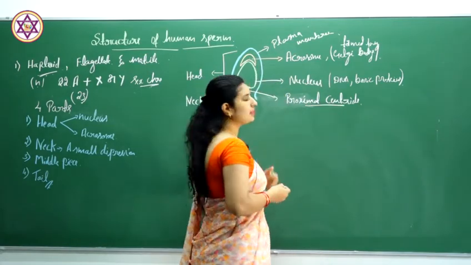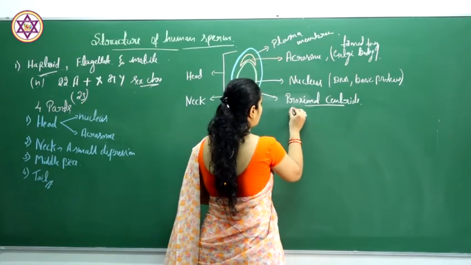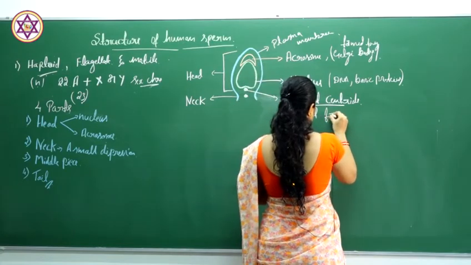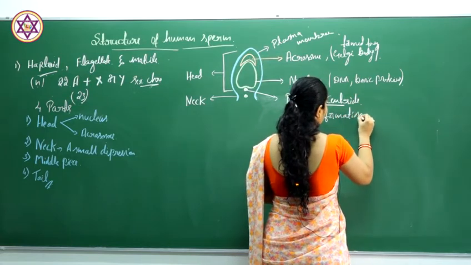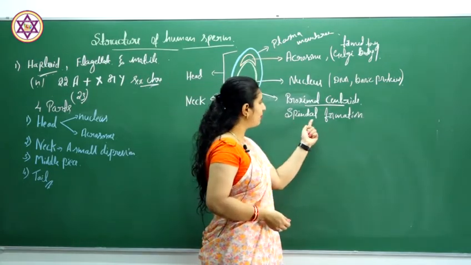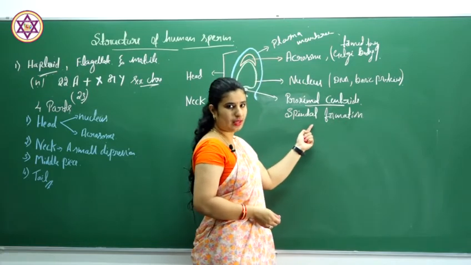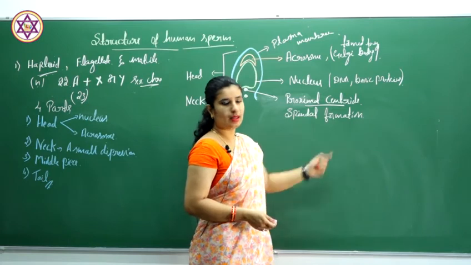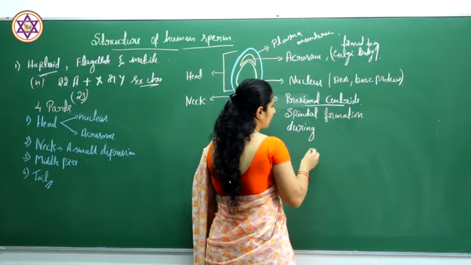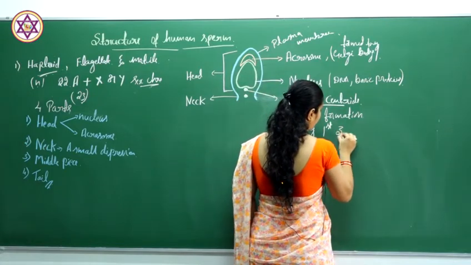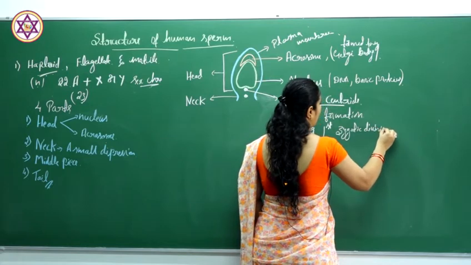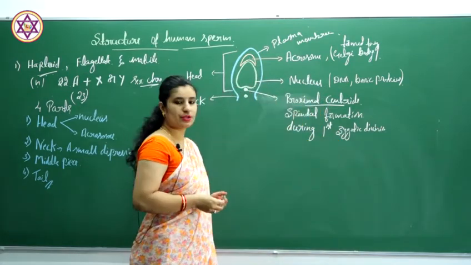This proximal centriole is responsible for the formation of the spindle. This is very important. The spindle formation occurs during the first zygotic division.